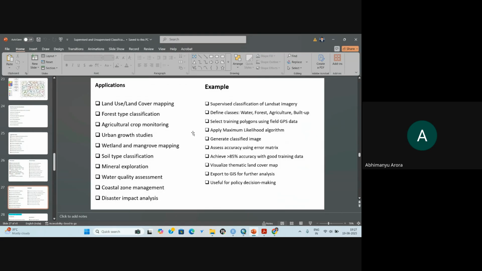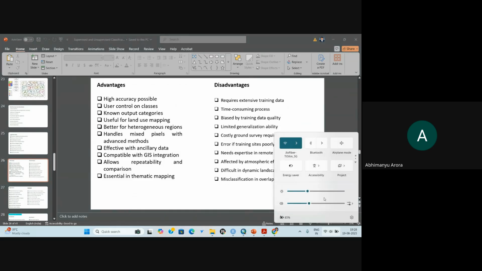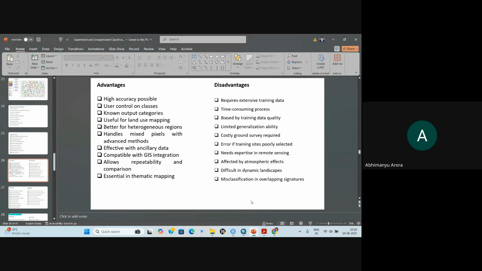Sir, can you please explain the first point you were mentioning regarding pixels and boundary? Similar information you were saying something. Which one? In this slide? Yeah, in this slide you were saying something on similar information regarding pixel boundaries in the first point when you were starting the disadvantages.